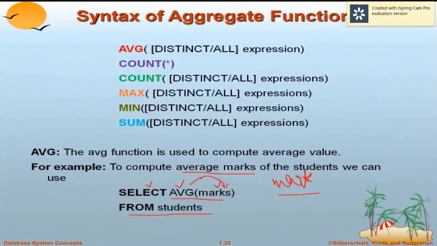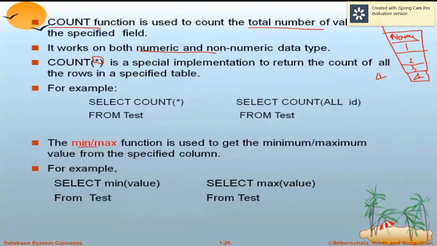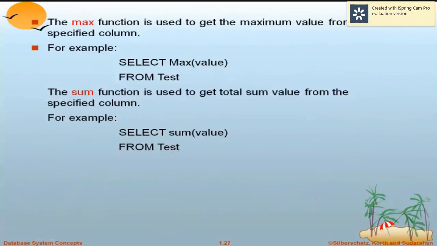Next one is the maximum and minimum condition. Again, the name says these are used to find the maximum or minimum value of a particular column. For example, select minimum of marks. If I want to find the minimum marks from the marks column of the table called test, it will give me the minimum value. In the same way, if I replace minimum with maximum, I'll get the maximum value of marks present in the marks column of the table test.